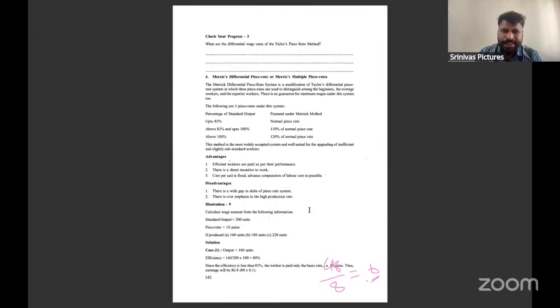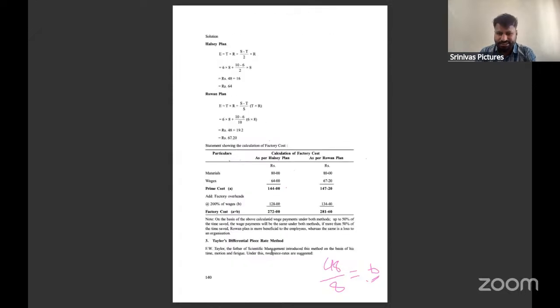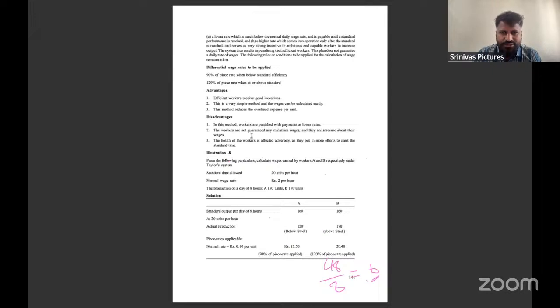And the next one is according to Merrick, the Taylor's piece rate system, the third system. According to Taylor's system, the differential wage rates are applied at 90% and 120% of the piece rate. Whatever the efficiency, if it is below the standard, 90% of the rate only we are going to pay. If the efficiency is above the standard, 120% we are going to pay.